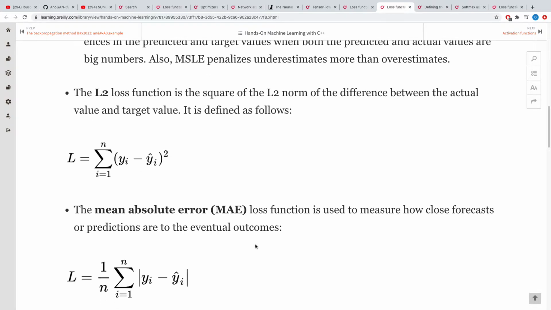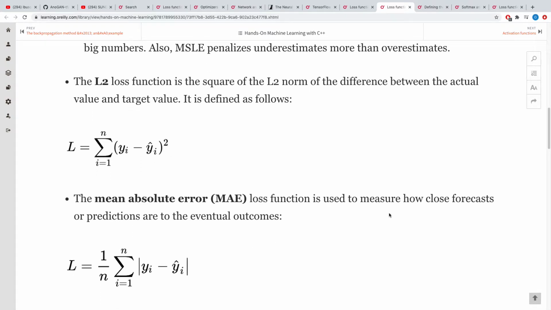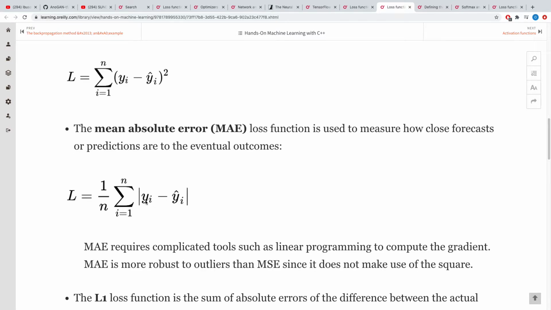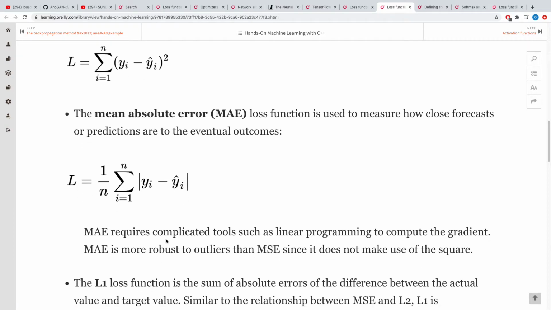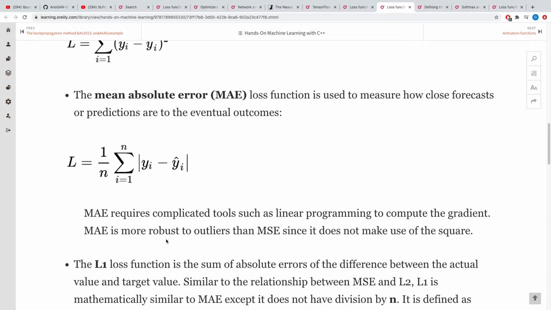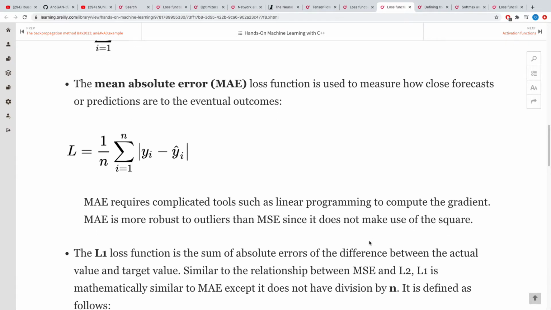And you have the mean absolute error. In this case you discard the negative. For the actual and the predicted, if the difference gives a negative, you take the absolute value of that. You discard whatever is negative. So that's the mean absolute error. It's more robust to outliers than MSE, and it does not make use of the square.